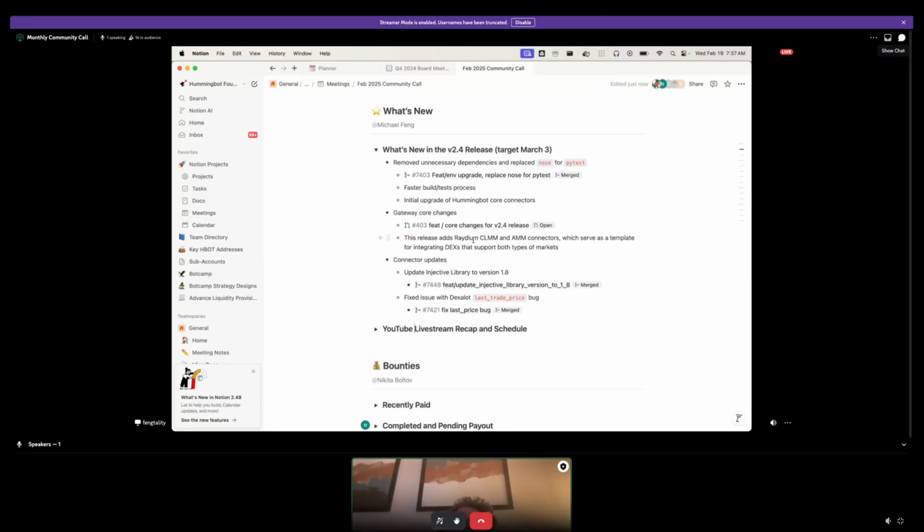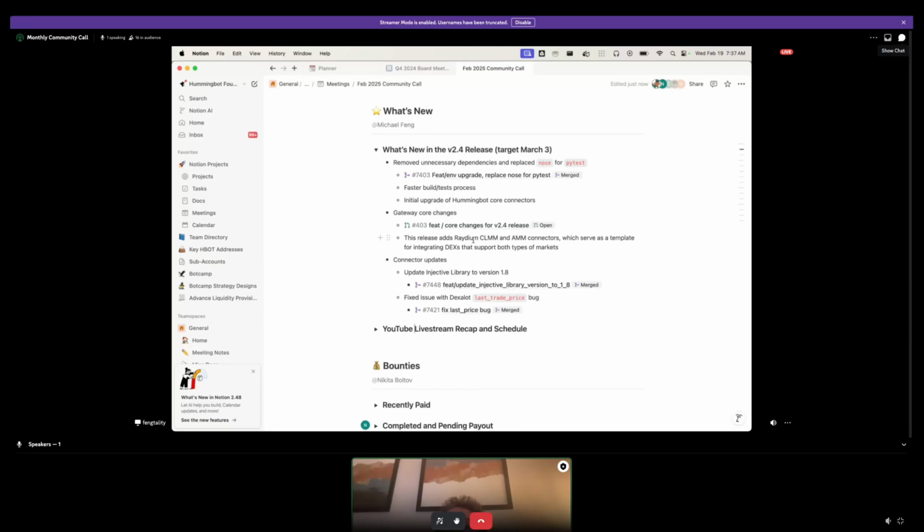So the Raydium CLMM connector will be identical to the Meteora connector because it allows you to set concentrated price ranges. Those two connectors will serve as a template for the community to add others in the future, like Uniswap, PancakeSwap, Trader Joe, and so forth. In addition, the Raydium AMM connector will serve as a template for Uniswap v2, so the standard type of pools.